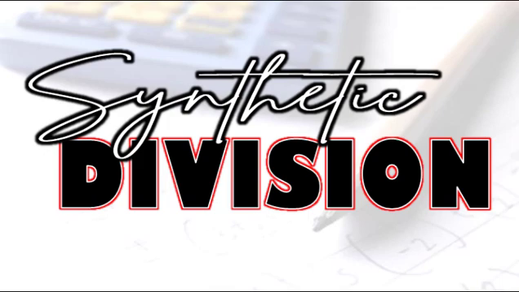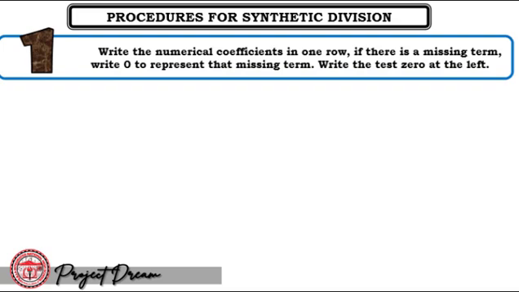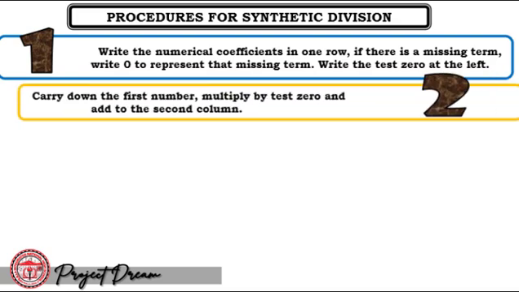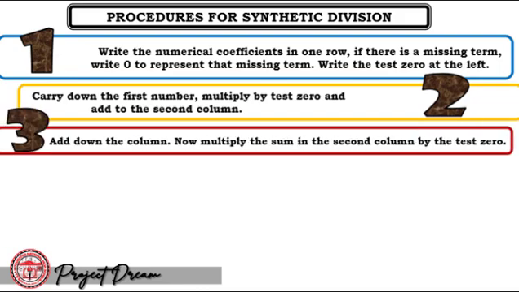Tulad ng sa division of polynomials using the long method, pagdating po sa synthetic division ay meron din tayong kailangang sundin na steps. Una, write the numerical coefficients in one row. If there is a missing term, write 0 to represent the missing term. Write the test 0 at the left. Susunod naman, carry down the first number, multiply by test 0, and add the second column. Third step, add down the column.